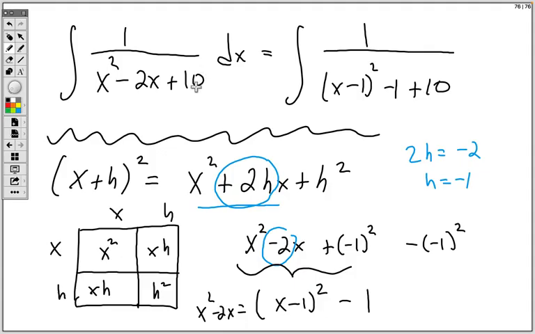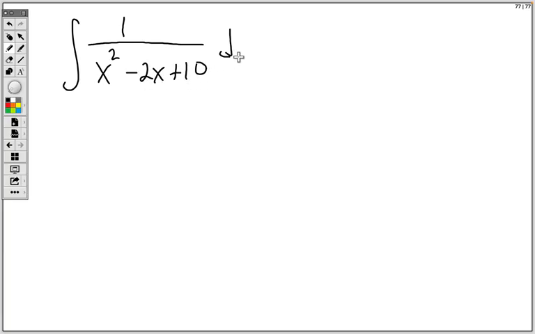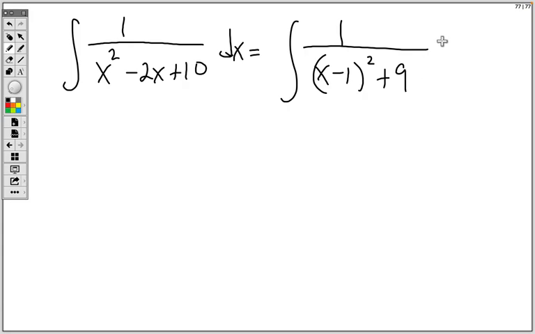Or we can think of it as we're going to take a 1 from the 10 to get that perfect square. Either way, the long and short of it is that here's an integral I don't know how to do. By completing the square, I get to an integral I do know how to do. So I can think of 9 as being 3 squared.